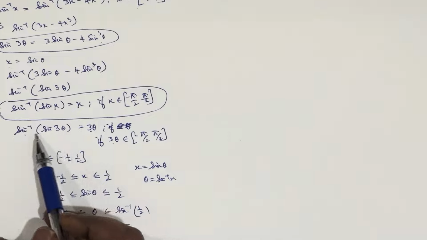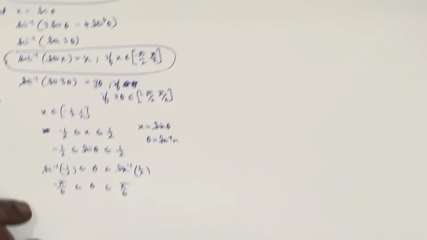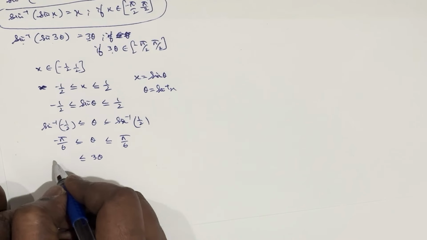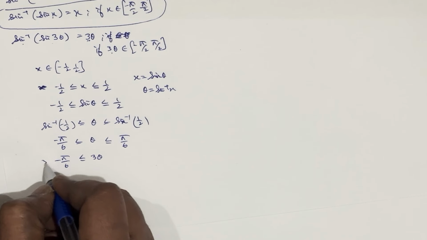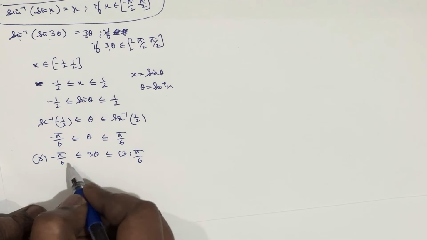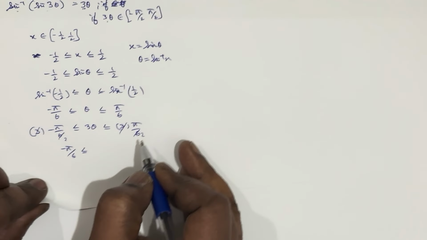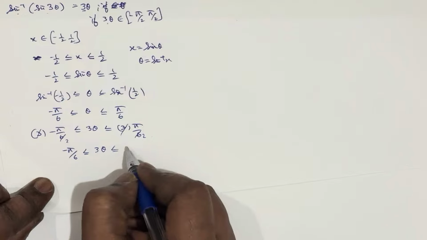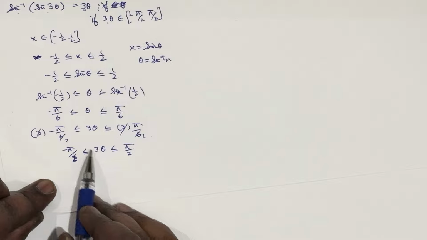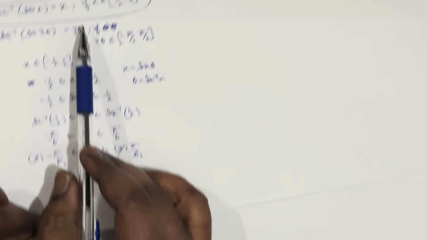Now here we have sine inverse sine 3 theta is equal to 3 theta. We have to check whether 3 theta lies in this range. So let's multiply this with 3. 3 theta is now greater than or equal to minus 3 pi by 6, and here also we multiply with 3, less than or equal to 3 multiplied by pi by 6. So you get minus pi by 2 less than or equal to 3 theta less than or equal to pi by 2. Now we can see that 3 theta also lies in the range of the sine inverse. So this expression is true.